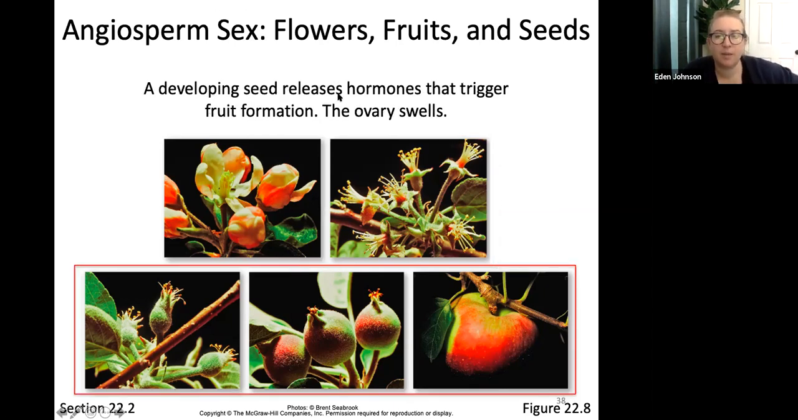Next, a developing seed releases hormones that trigger fruit formation. So you have this seed inside of this ovary that has just been pollinated. Now you're going to make a fruit, and it literally, that ovary of the flower is going to swell to become the fruit, okay? The ovary swells. So look at this. It goes from a little bit swollen to a lot swollen, and then all of a sudden you've got an apple. You've got a fruit.